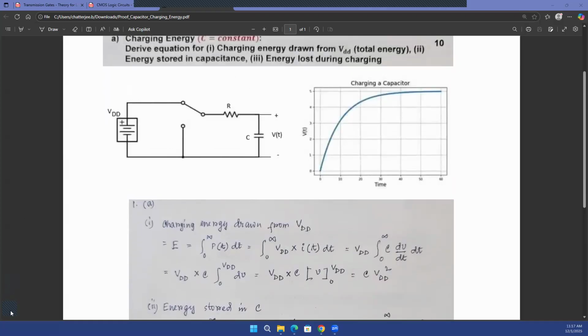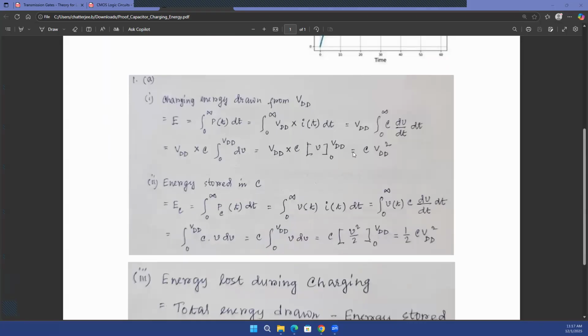So even if the switch has zero resistance of its own, still this half CV squared will be lost, because we never considered any resistor in this calculation. So the minimum amount of energy that you can lose is half CV squared. In reality, you lose more than that, because switches have resistances. Even an ideal switch will lose half CV squared. A non-ideal switch will lose more than half CV squared.